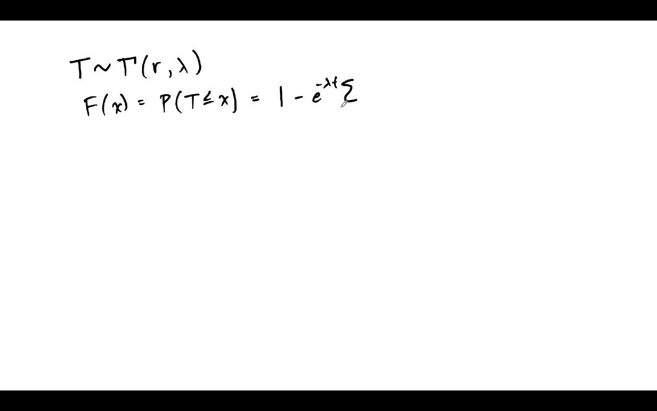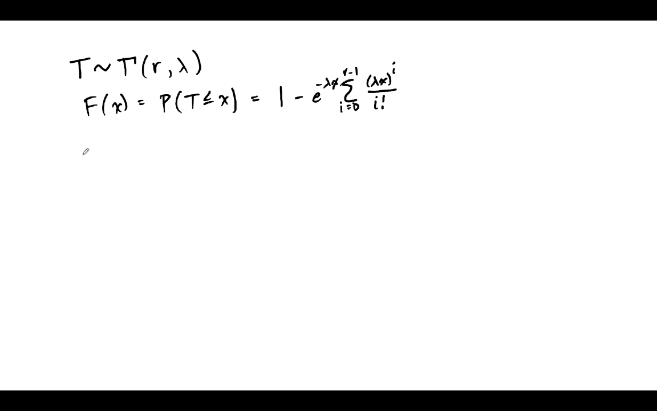If we have a gamma distribution with parameters r and lambda, then our cumulative distribution function, which is the more useful one, is, just to quickly refresh ourselves, equivalent to this, but our equation was 1 minus e to the negative lambda x, summation from i equals 0 to r minus 1 of (lambda x) to the i over i factorial.